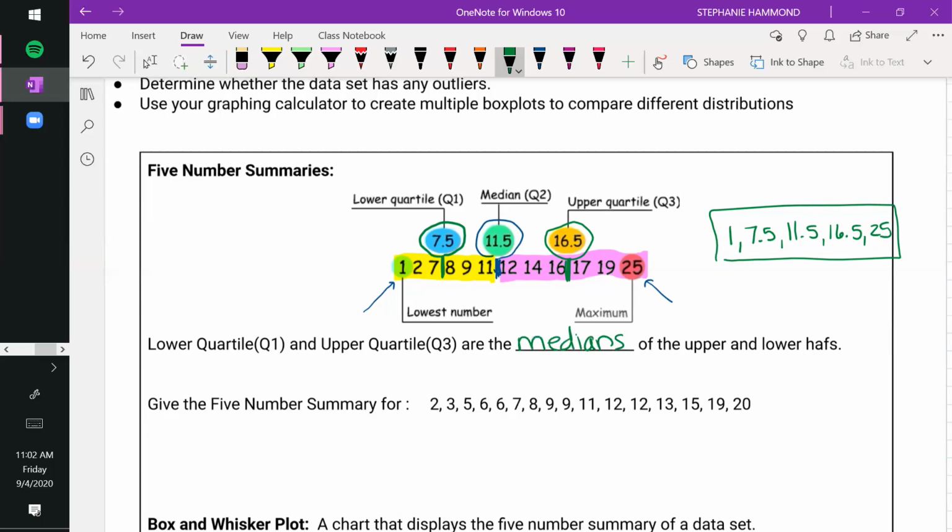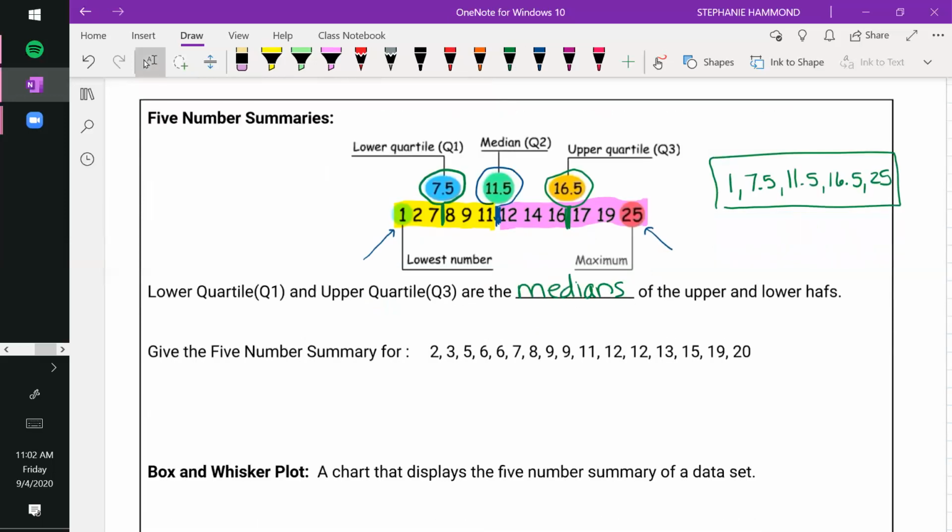So let's try it again for this one down here. I already have this data in order from least to greatest, 2 to 20. There are, let's see, 1, 2, 3, 4, 5, 6, 7, 8, 9, 10, 11, 12, 13, 14, 15, 16 pieces of data here. I can see my minimum. I can see my maximum. And then to find the median, since there's 16 pieces of data, I'm going to go 8 pieces in. 1, 2, 3, 4, 5, 6, 7, 8. And just double check I have the same number on both sides. 1, 2, 3, 4, 5, 6, 7, 8.